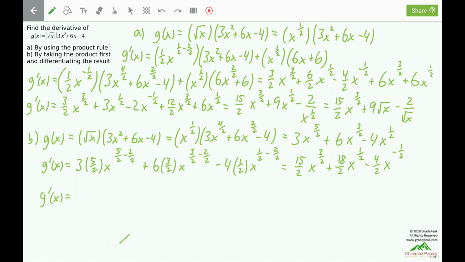So G prime of x is 15 over 2, x to the 3 halves, plus 18 over 2, which is a 9, x to the 1 half, and a minus 4 over 2, which is minus 2, x to the negative 1 half. The negative 1 half power we can move to the denominator and rename it a positive 1 half power.